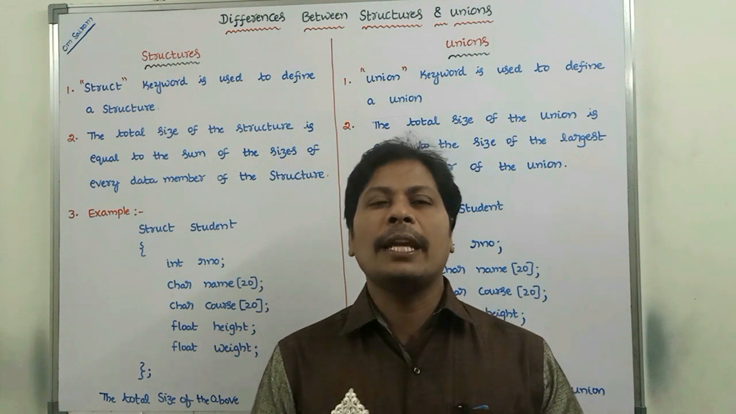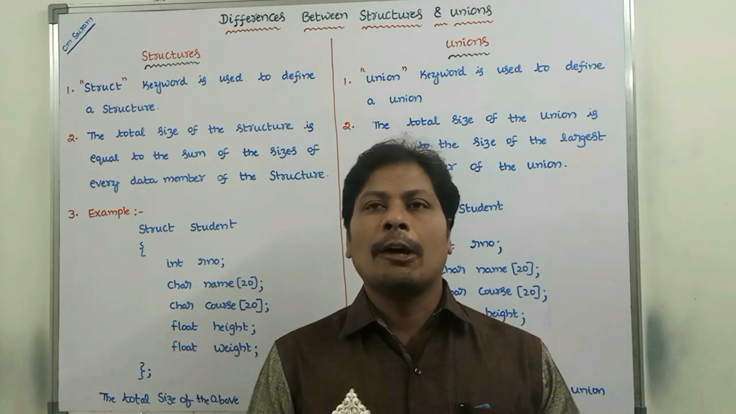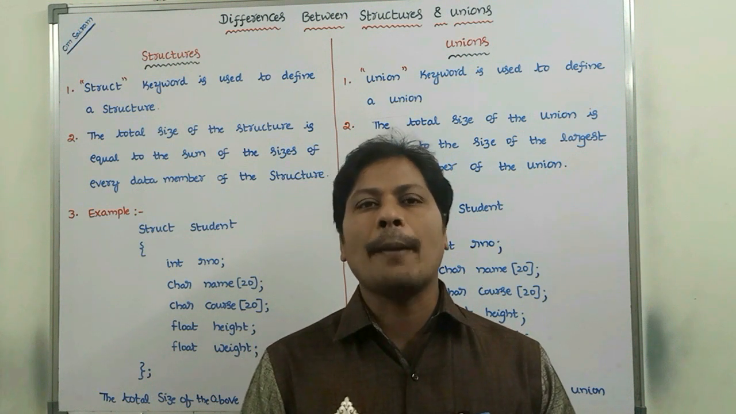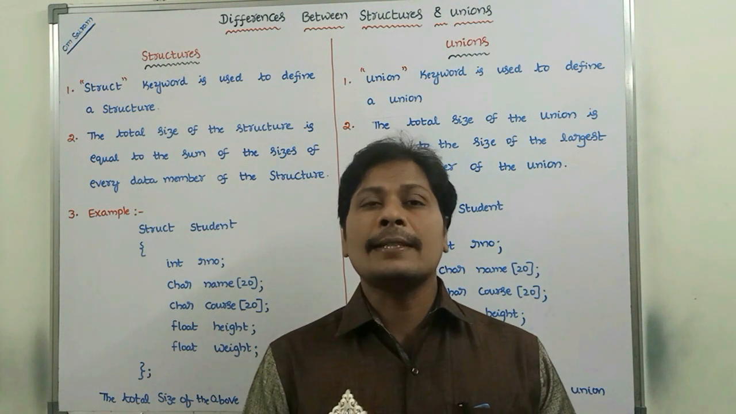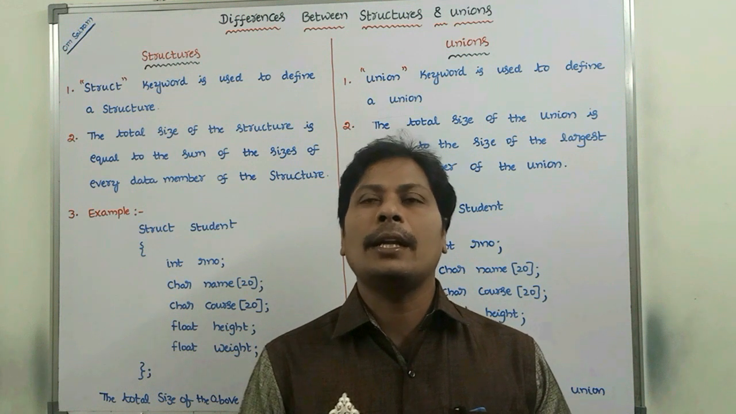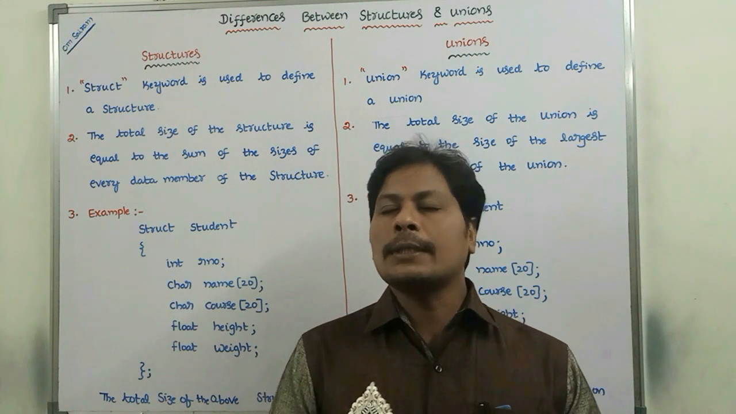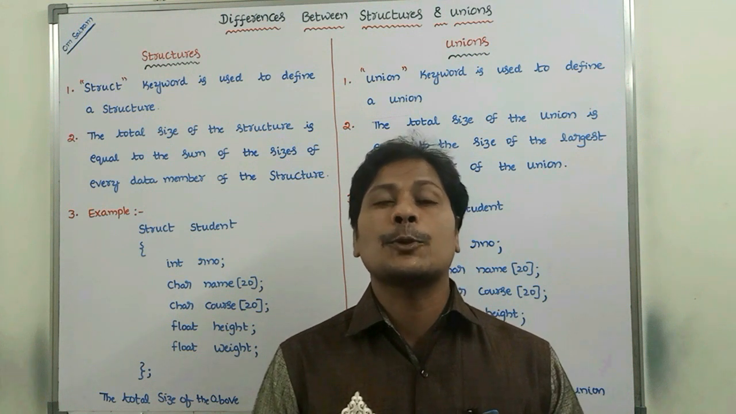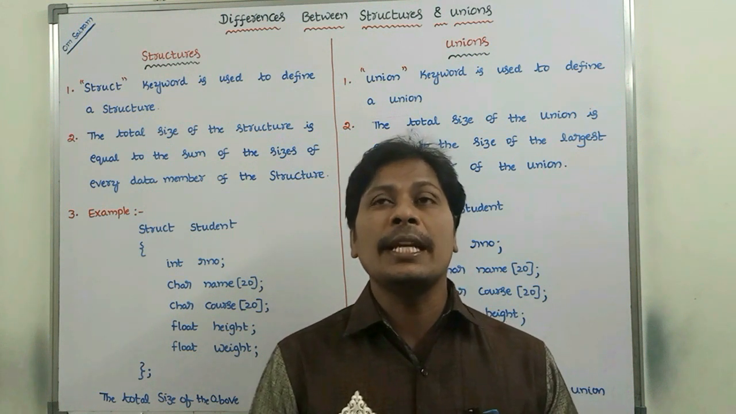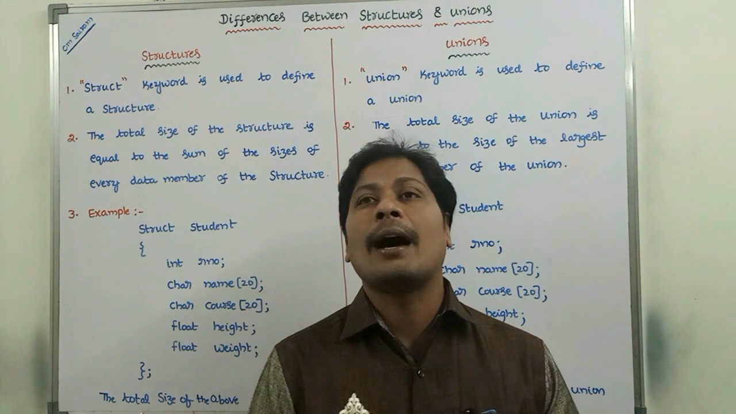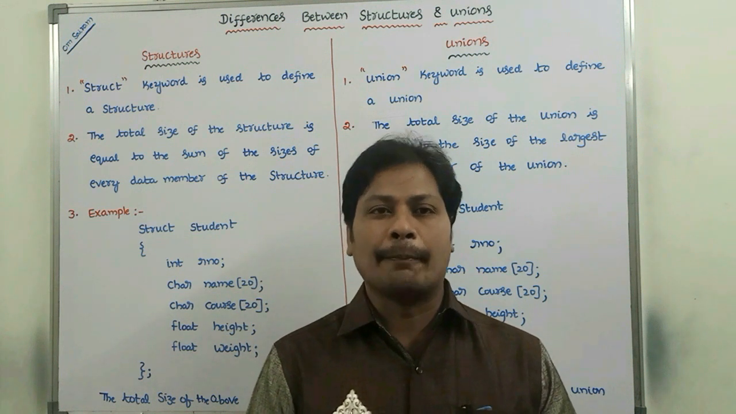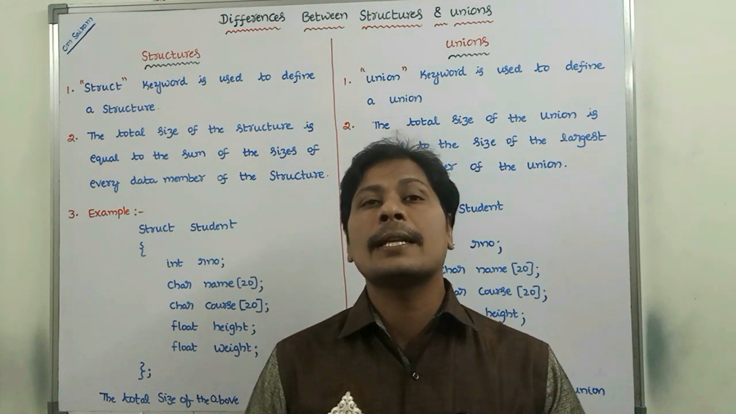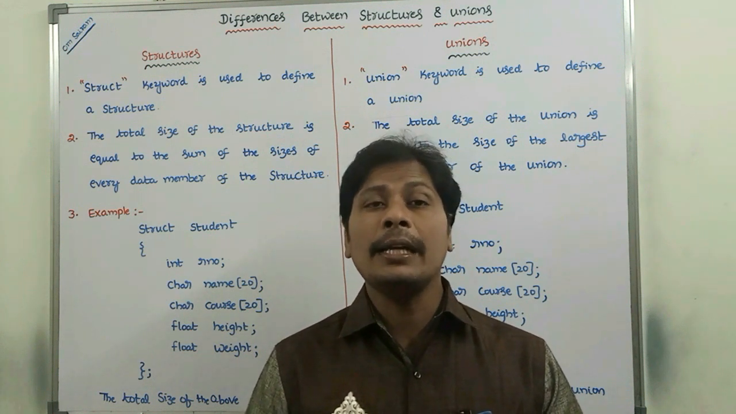Today we are going to discuss one of the most important concepts in C programming: the differences between structure and union. Both structures and unions are used for storing heterogeneous data type elements under a single variable. Now, what are the main differences between structure and union?